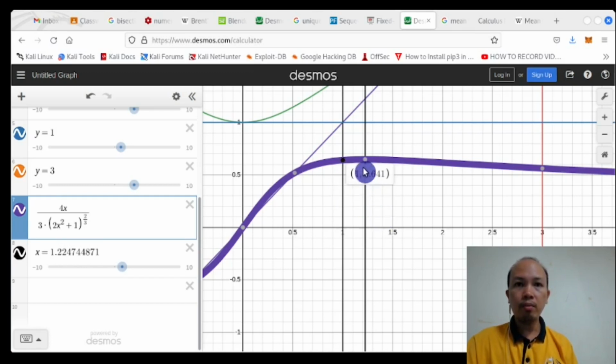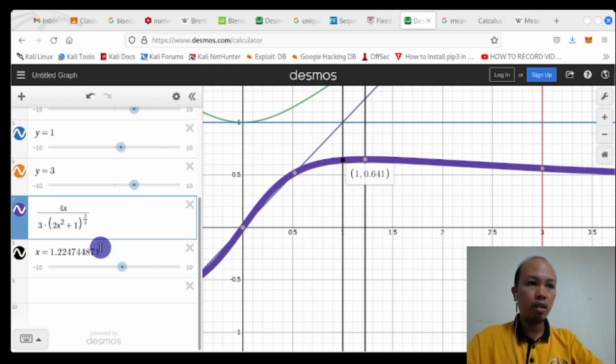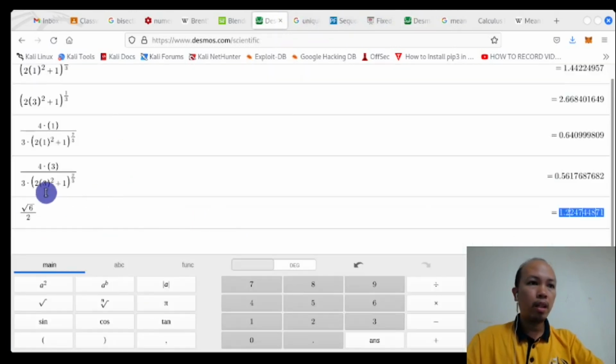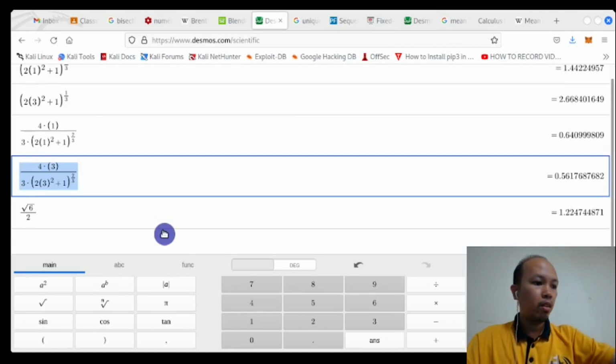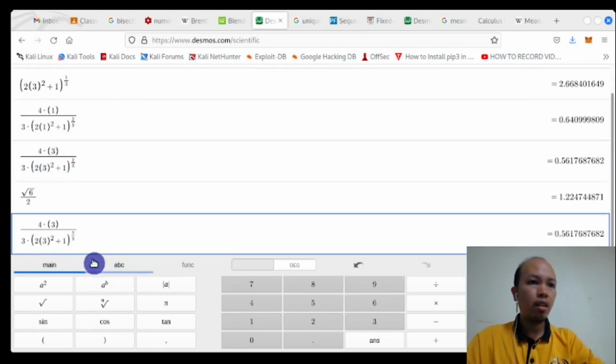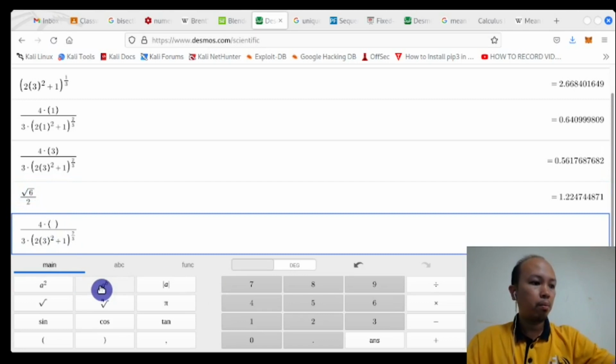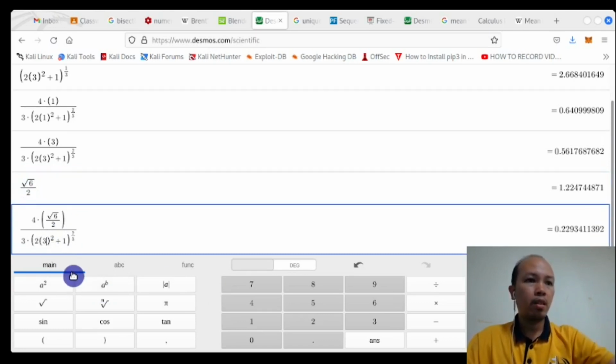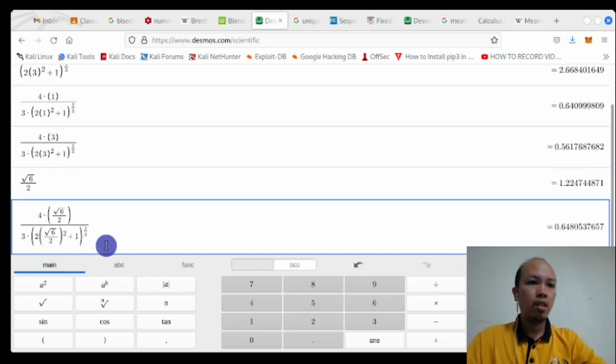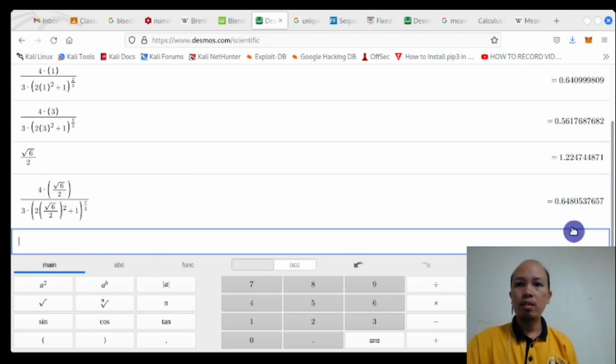Okay, so if we plug in our value, this one here, let's copy. If we plug in this one, copy here, square root of 6, this one, paste this one here, enter. So the highest value is 0.64.